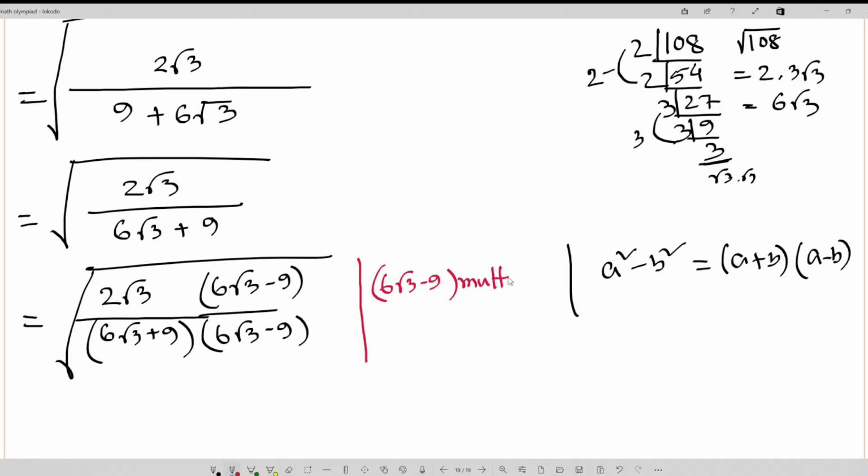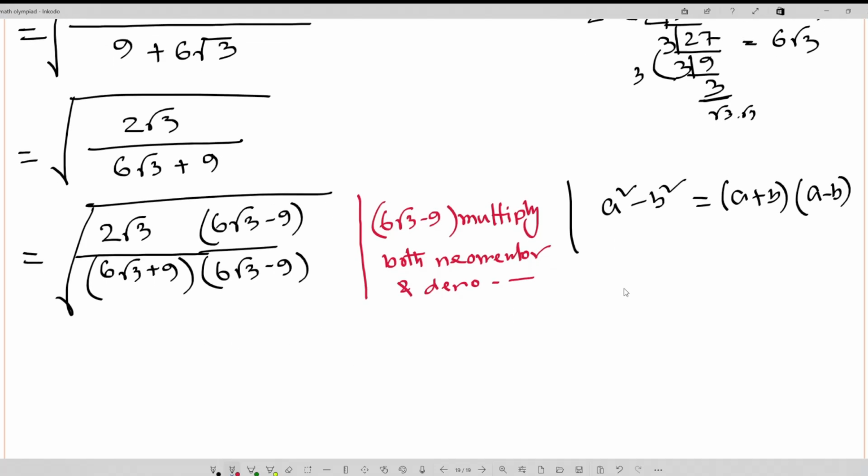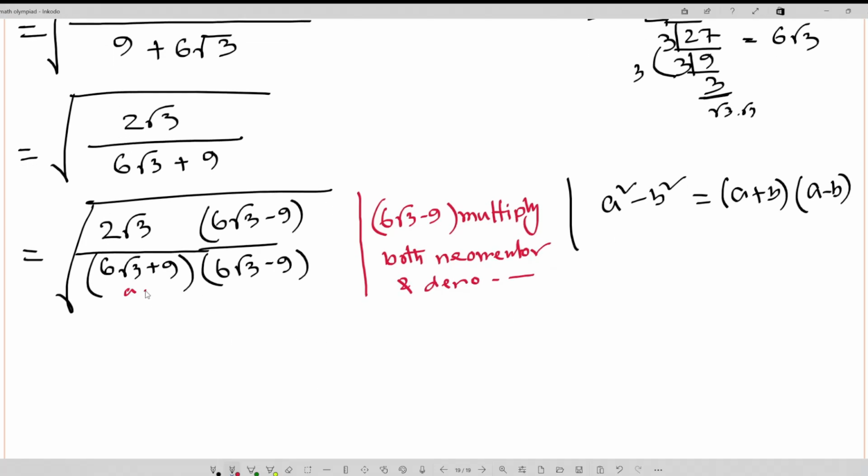Multiply both numerator and denominator. Okay, now look, it's looking like a plus b and a minus b. So we know a plus b times a minus b means a square minus b square.